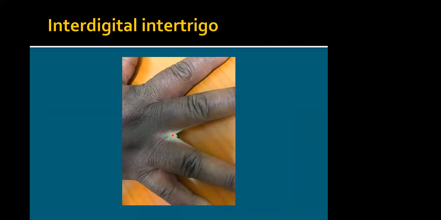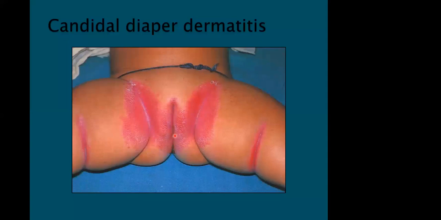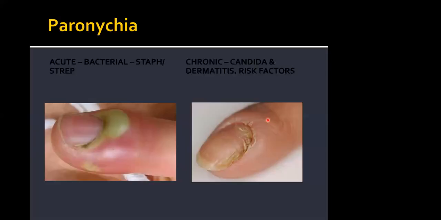Again, you can get these whitish macerations, mainly involving the finger webs as well as the toe webs. That's usually caused by Candida, and the appropriate treatment is required. And then an image of Candida diaper dermatitis with extension to even the popliteal fossa. If you ask me where the satellite lesions are, they're not very obvious, but you can see them from that particular angle. In this clinical image, the satellite lesions are not very obvious.